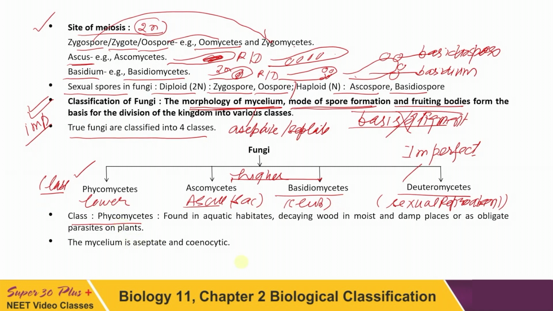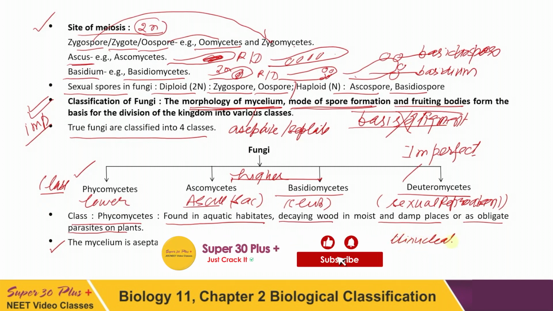Phycomycetes are aquatic, found in aquatic habitat, and these are also found on decaying wood. These are also found in damp places, or they are obligate parasites on plants. That is, a lot of variation is there. The important point here is the mycelium of the fungus. I told you, in case of Phycomycetes, the hyphae is like this. It is coenocytic, having so many nuclei, and it doesn't have septa.